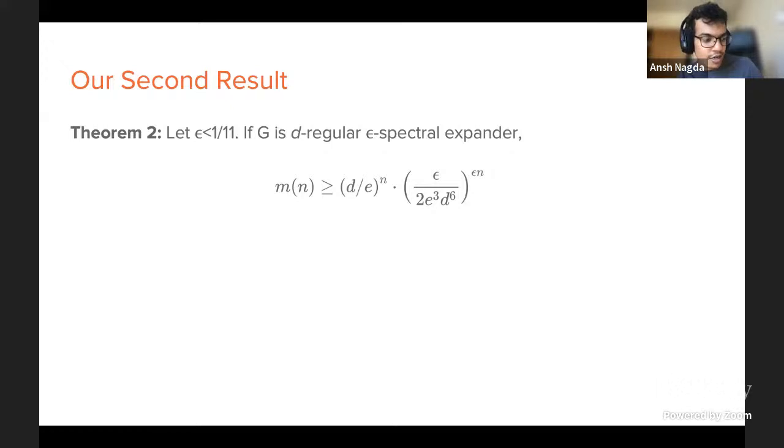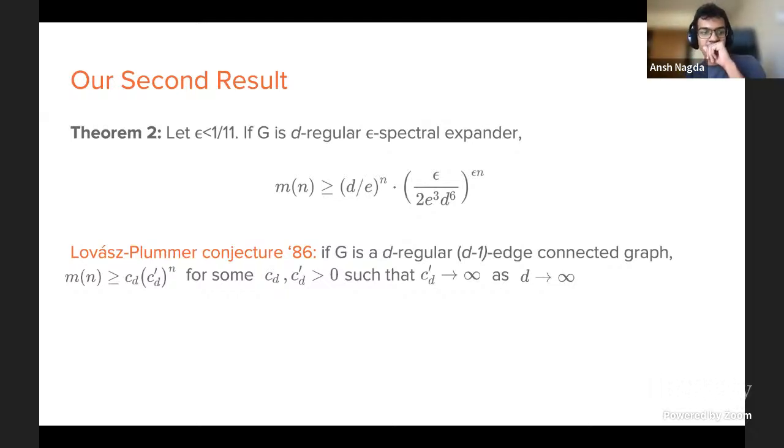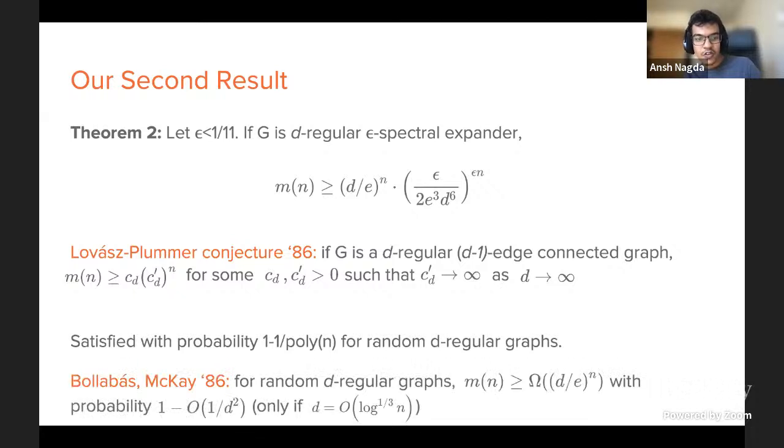So here's our second result. We show similar kinds of lower bounds for D-regular spectral expanders. Notice that this second term is like an error term, which is going to be negligible compared to the first term when epsilon is small enough. So one can view our second result as a special case of the Lovász-Plummer conjecture, if you view expanders as a special case of edge-connected graphs. And one can also view our result as a kind of strengthening of Bollobás and McKay's result.